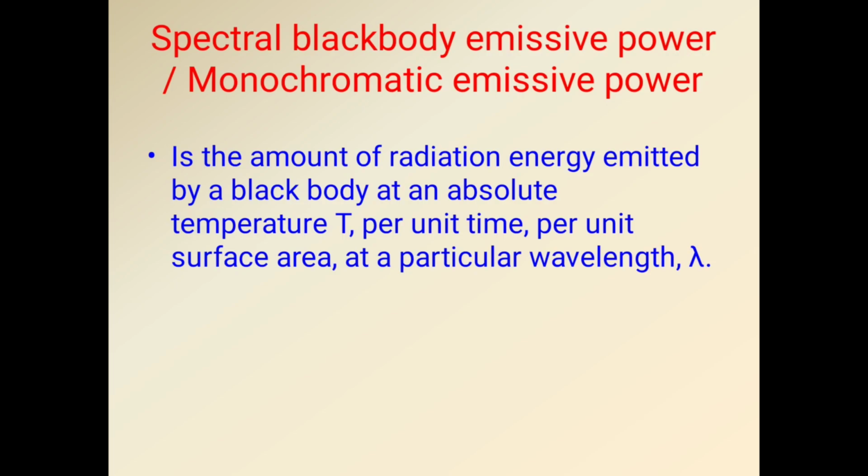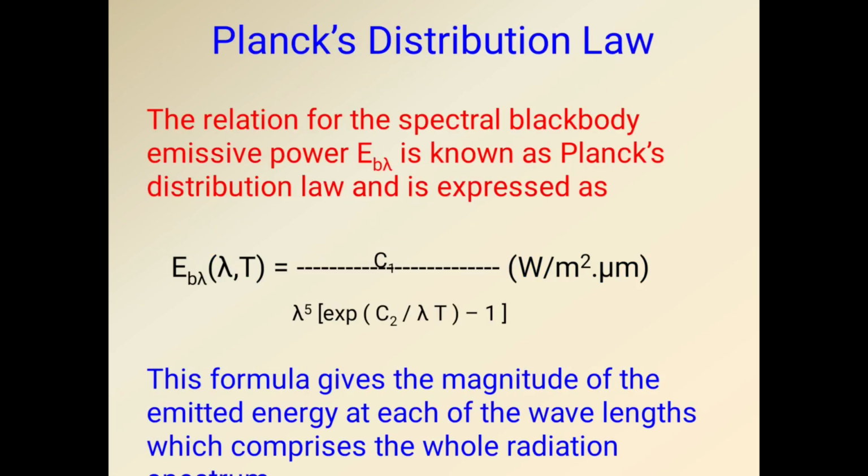The spectral black body emissive power, or monochromatic emissive power, is the amount of radiation emitted by a black body at the absolute temperature T per unit time per unit surface area at a particular wavelength. The Planck's distribution law: the relation for the spectral black body emissive power is known as the Planck distribution law. The formula gives the magnitude of the emitted energy at each of the wavelengths which comprise the whole radiation.